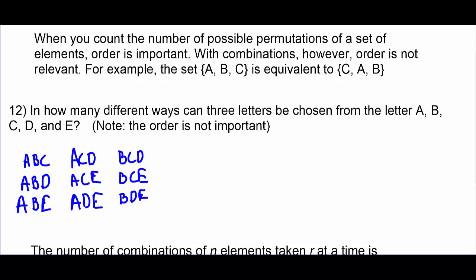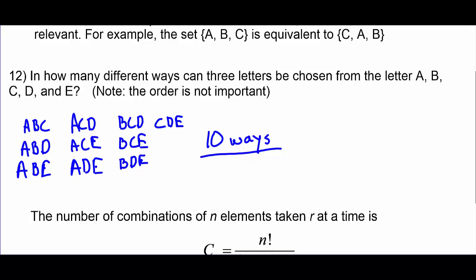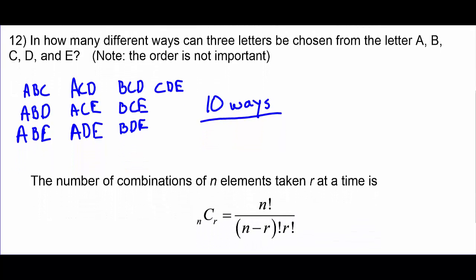There are several options here, and I'm going to skip ahead. And here is my last one, C and D and E. You can see those. That's 10 ways. So 10 ways we could choose from the letters A, B, C, D, and E. Remember, it's not including order, just simply which letters you have.